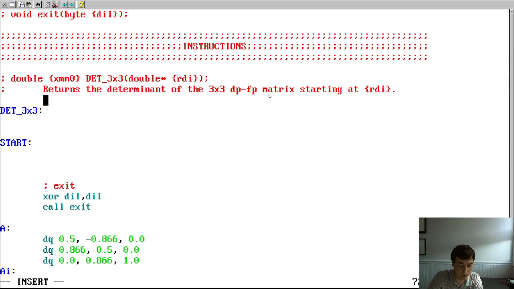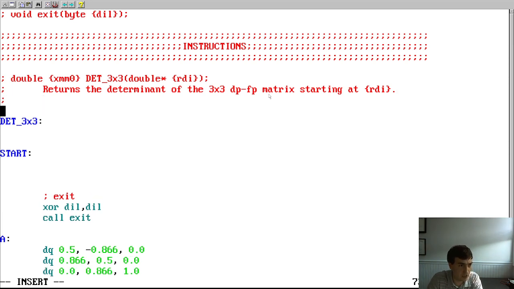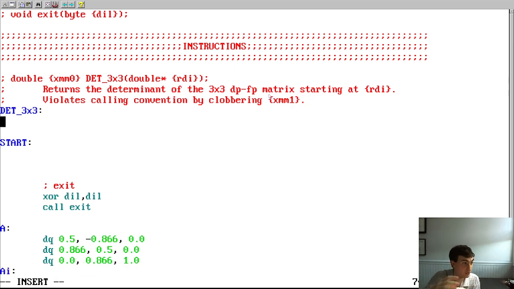And I don't care so much about the calling convention for this example. Normally we try to preserve all registers. I'm gonna say it likely violates, I'd say it will violate calling convention by clobbering, probably we'll call our XMM1. Okay, so that's sort of like, if you were using C, that's how you would refer to this function. If you were to include this in a C header file, that's what you would write, I guess.